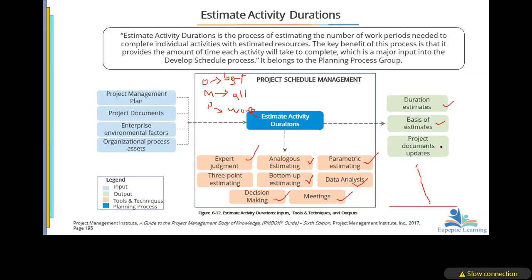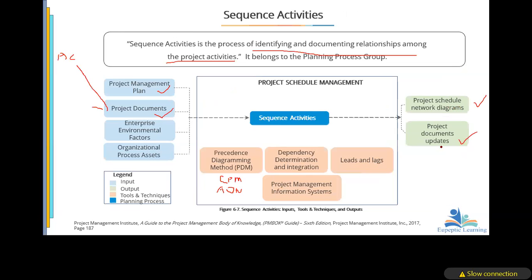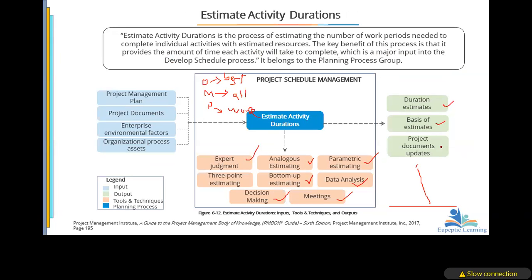Okay, so we have looked at plan schedule management. What was the next activity? We defined activities, is that not it? And then now we have what? Looking at estimate activity durations. The sequence activities came before. We sequenced activities, and then we did what? Estimate activity durations. Do you get it now?